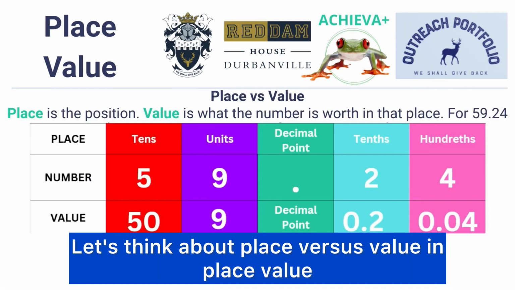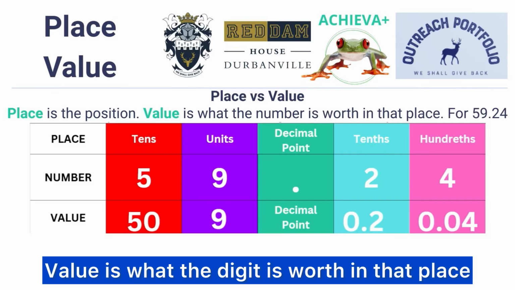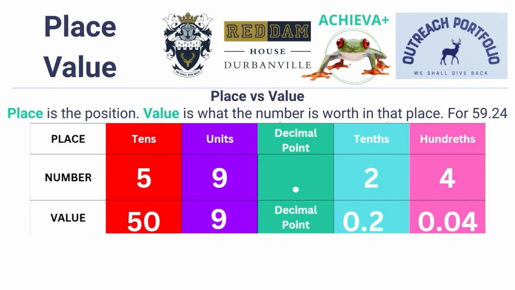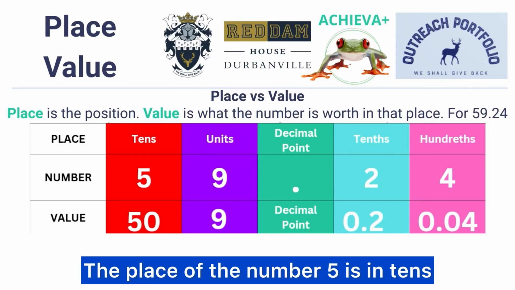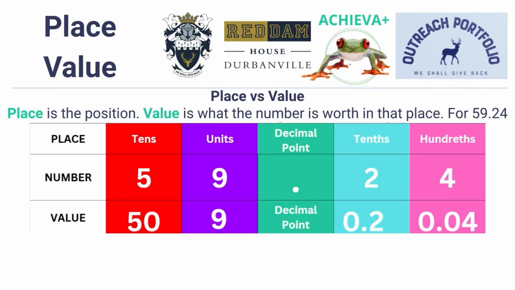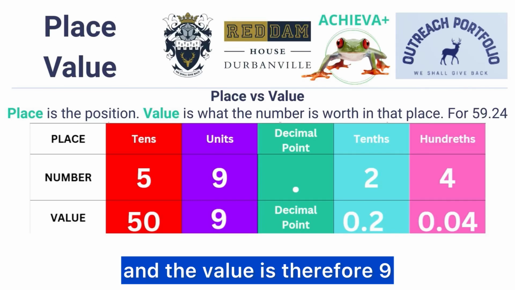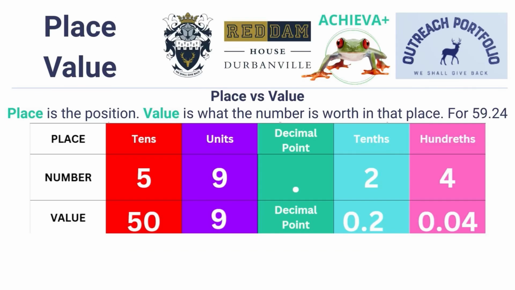Let's think about place versus value in place value. Place is the position. Value is what the digit is worth in that place. For the number 59.24, the place of the number 5 is in tens, and the value is therefore 50. The place of the number 9 is in the units, and the value is therefore 9.